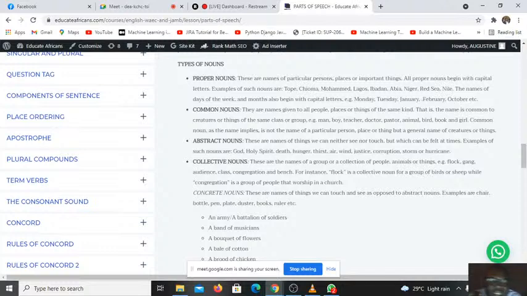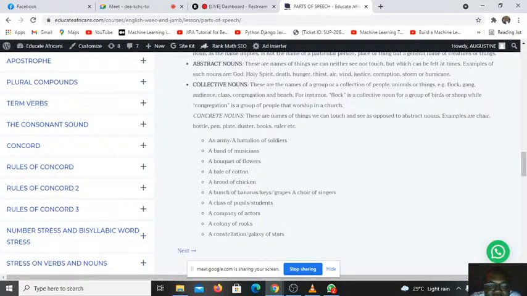Now we have the last part of noun known as concrete nouns. So these are names of things we can touch and see, as opposed to abstract nouns. We say that abstract nouns we cannot touch and see, but concrete nouns you can touch and see. Examples are chairs, bottle, pen, plate, duster, books. All these you can see.